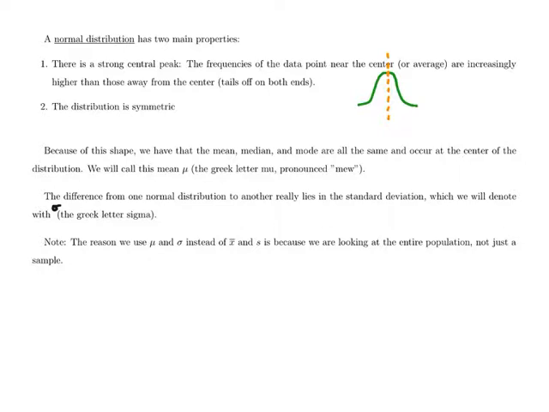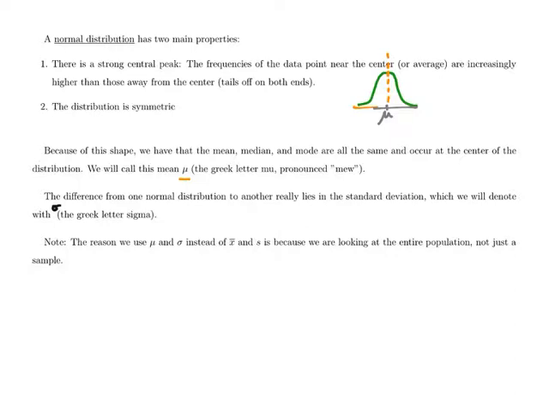And note that because of this shape, the mean, the median, and the mode are all at the center at the same value. And we're going to call this mean mu. This is the Greek letter mu, and that's going to represent the mean. So the mean is always going to occur at the special value mu. The difference from one normal distribution to another is really going to be in the standard deviation, which we're going to denote with sigma.